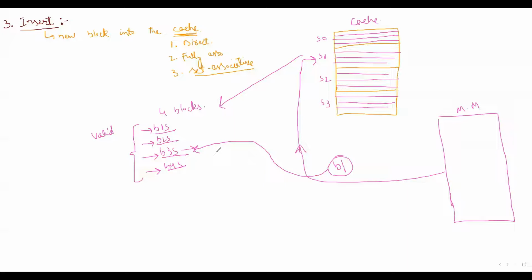So this is one scenario. The second scenario is, let's say all these 4 blocks are occupied.